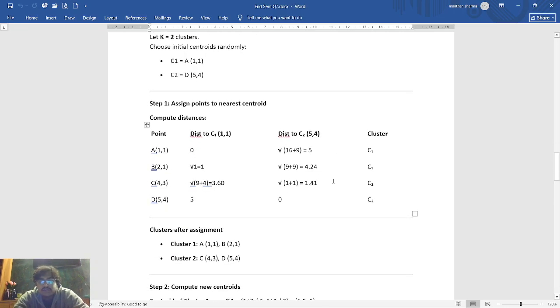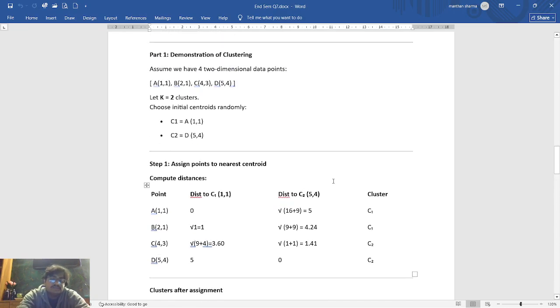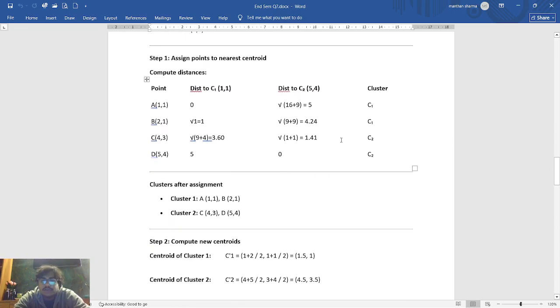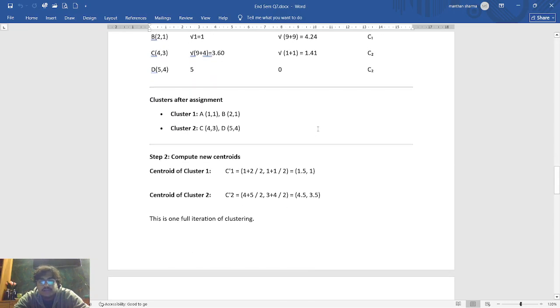So now we calculate the new centroids, which will be (1.5, 1). Here we can see from the Euclidean distance formula, the square root of (x2 minus x1) squared plus (y2 minus y1) squared, we will get (1.5, 1) as the updated centroid of the first cluster, and the second cluster centroid will be (4.5, 3.5). So this completes the full iteration of K-means.